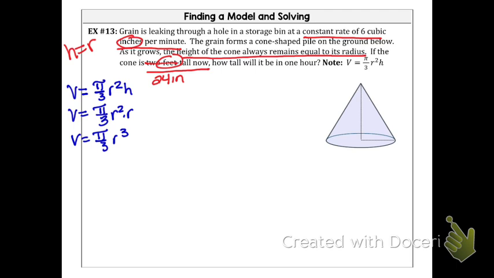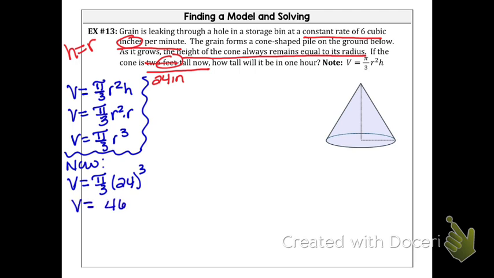So let's talk about now. What's happening right now? What is the volume right now? Well, they told us that the cone is 2 feet tall, so that's our height, which is the same as our radius. So the volume is equal to pi over 3 times 24 cubed. I can just work that out, and I'm going to leave the pi as pi. So 24 cubed divided by 3. I know my volume is 4,608 pi inches cubed right now.